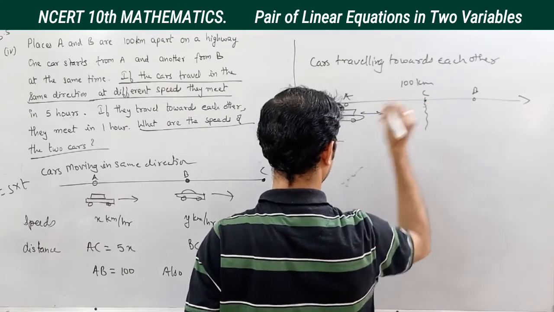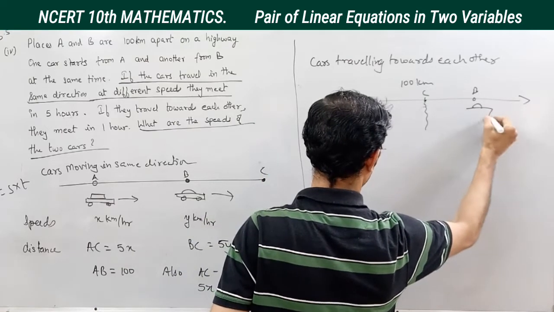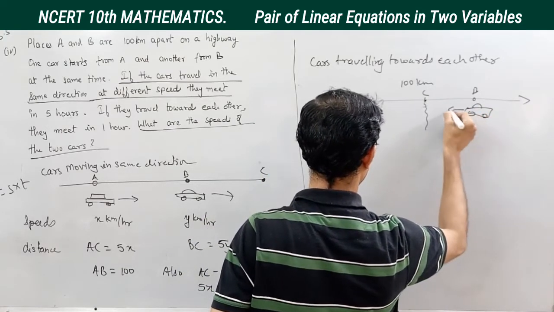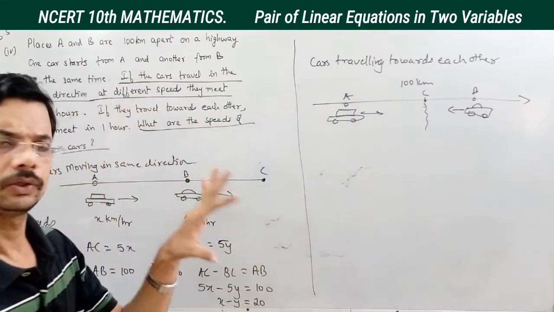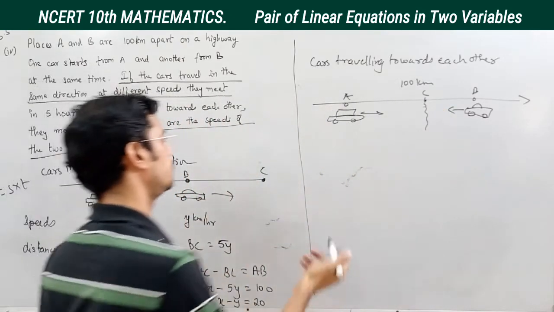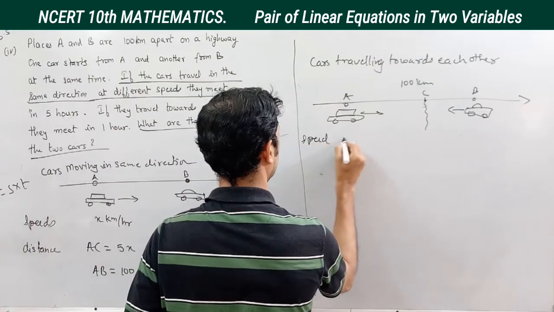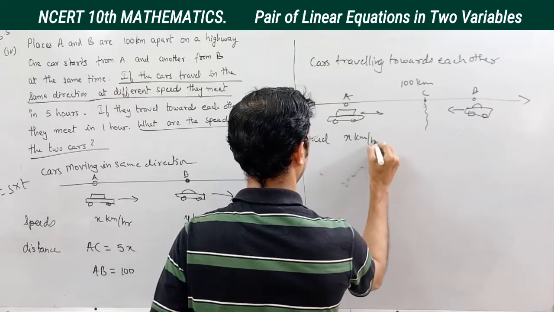This is the place where they meet. Okay, and here we have another car. They meet at this point. Okay, so here also the same thing. What is the speed? Speed is x kilometers per hour.